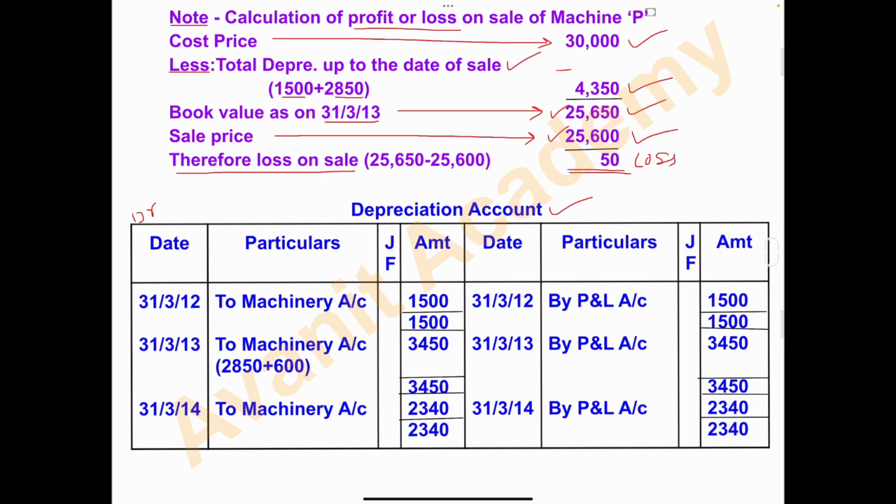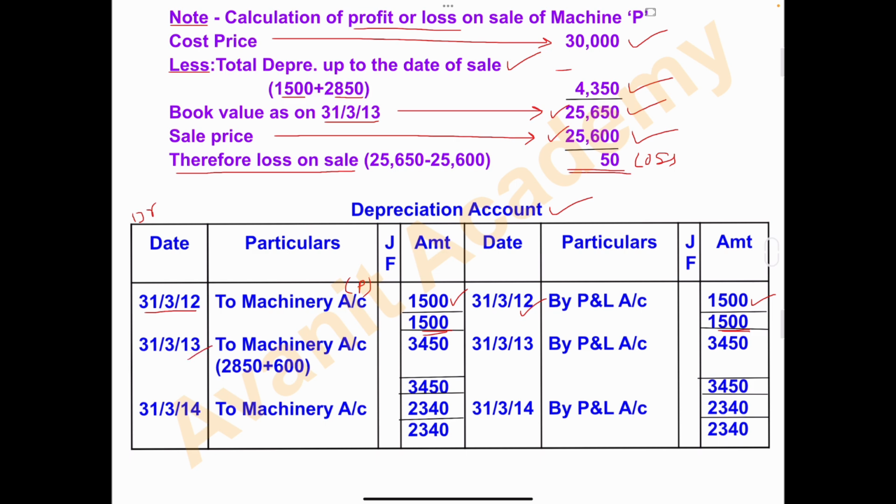So what is the first depreciation amount? See the machinery account, on 31st March 2012, to machinery account, that is on machine P. So what is the depreciation amount on machine P? 1,500. The same amount will be transferred to profit and loss account. So right here, on the same date, 31st March 2012, by profit and loss account, amount is 1,500. Save and close this.